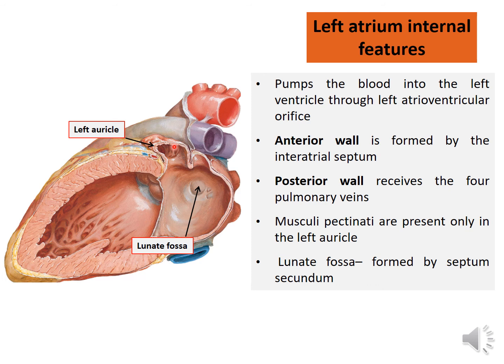Similar to the right auricle, even in the left auricle you can see the cardiac musculature shows reticular network which is called musculi pectinati. And within the anterior wall here, which is the interatrial septum, there is a fossa. This is called lunate fossa. This shows the presence of your septum secundum.